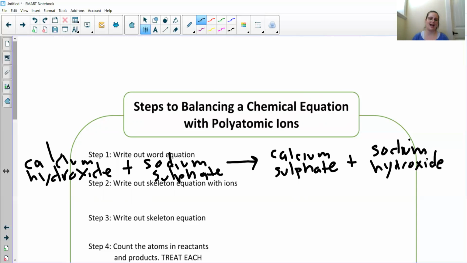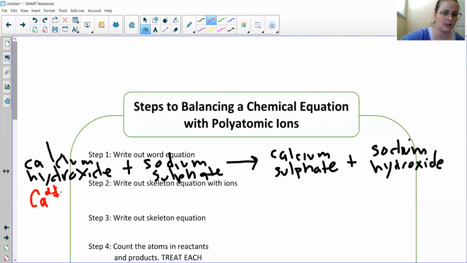So I'm converting reacts with and the word and with pluses, and to produce is replaced with an arrow. And now I'm going to have to figure out what these compounds are. So this is a little bit of a review of how to go from the word to the formula. So I'm going to look up calcium, and it's Ca2+.